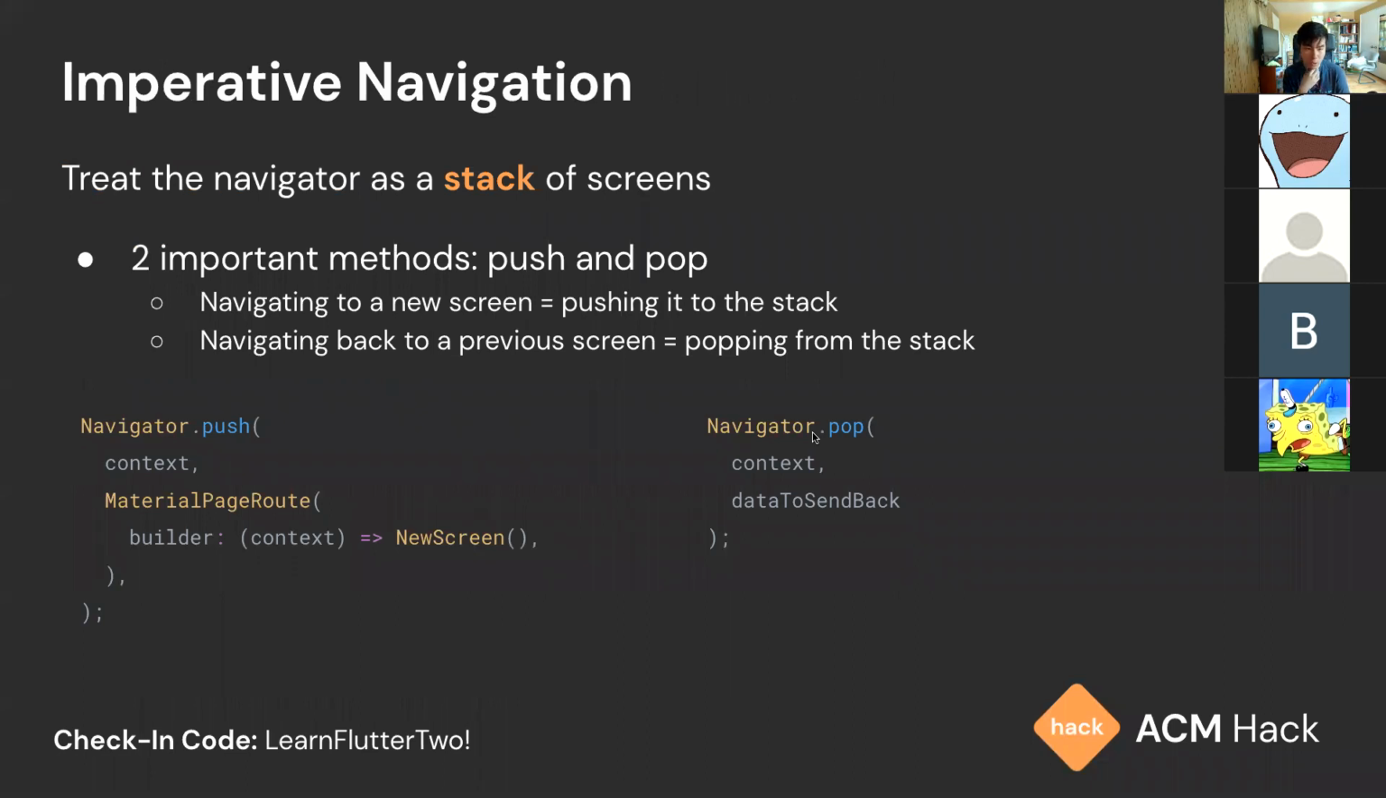going with. So imperative navigation, we'll be treating the navigator as a stack of screens, right? So because it's a stack, there's two important methods, push and pop. So navigating to a new screen essentially means to push it onto the stack, right?